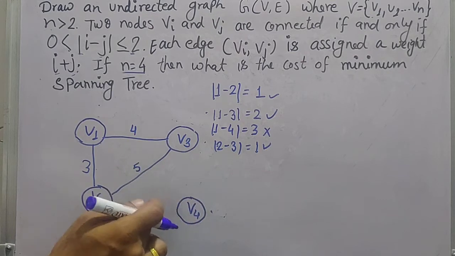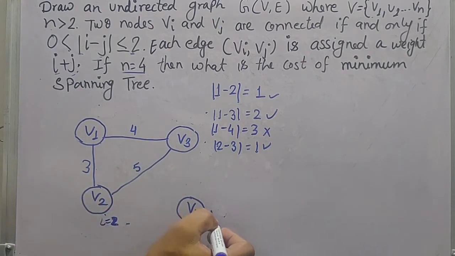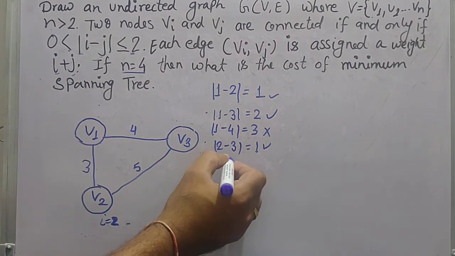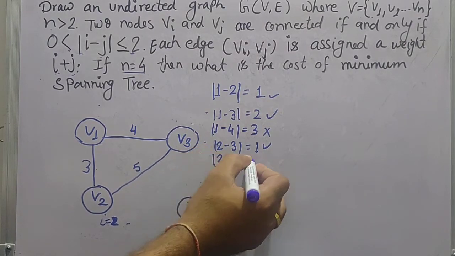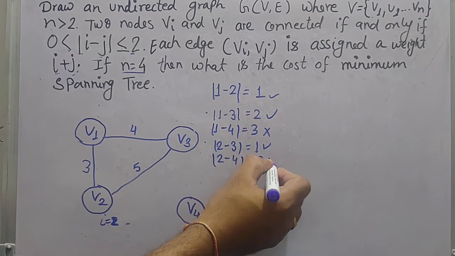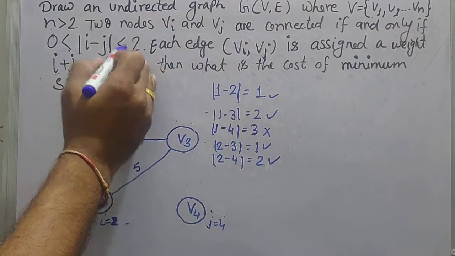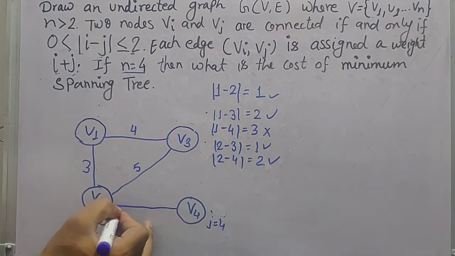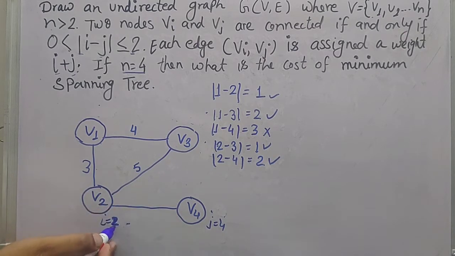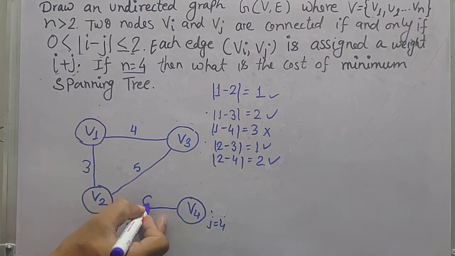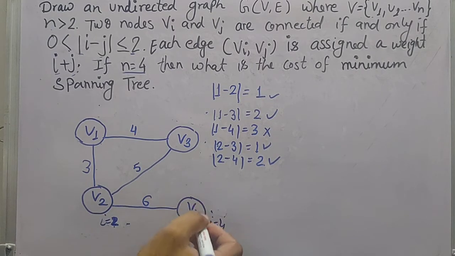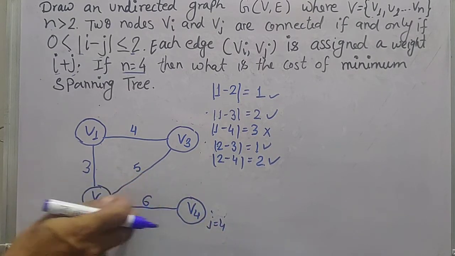Now check this edge V2 to V4. So j will be 4 here. Check the difference again. 2 minus 4, absolute value, it means 2. This is also satisfying this condition. So this edge will also exist and the weight will be 2 plus 4, it means 6. Right? Now we have done V2 also.